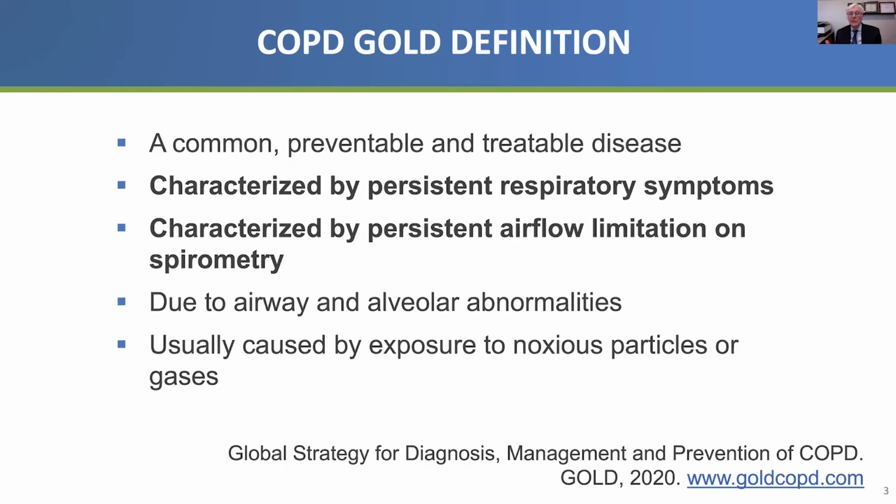Patients have to have persistent respiratory symptoms. That means not just with a cold or a sore throat or a bronchitis or a flu, but persistent over time: shortness of breath, cough and sputum production. Not all patients have both of those, but they may have one or the other and may have wheezing as well. Also, the disease is characterized by persistent airflow limitation on spirometry.